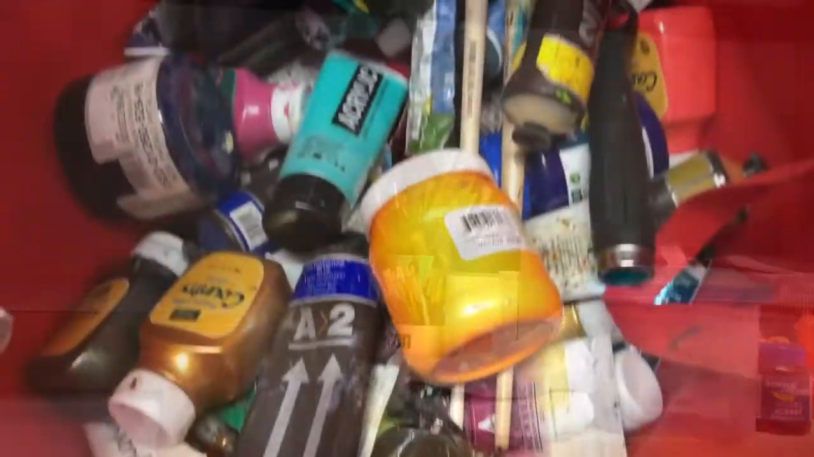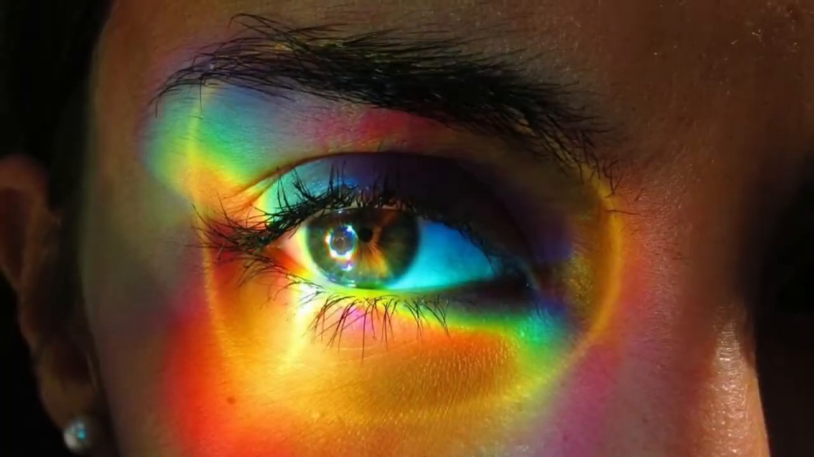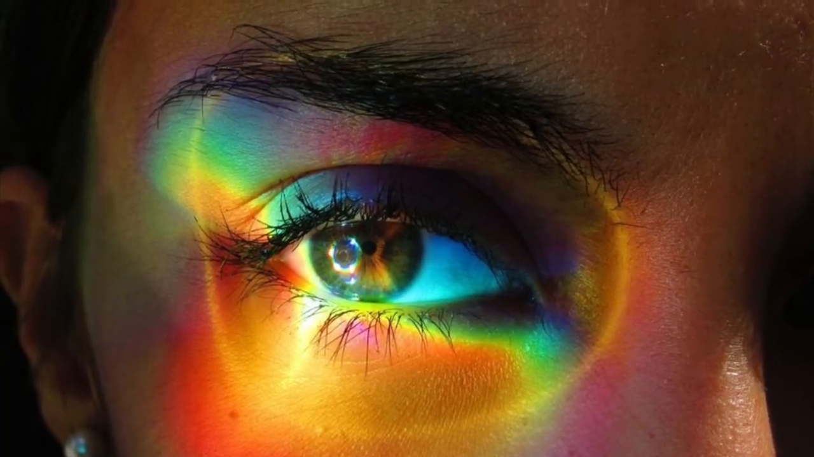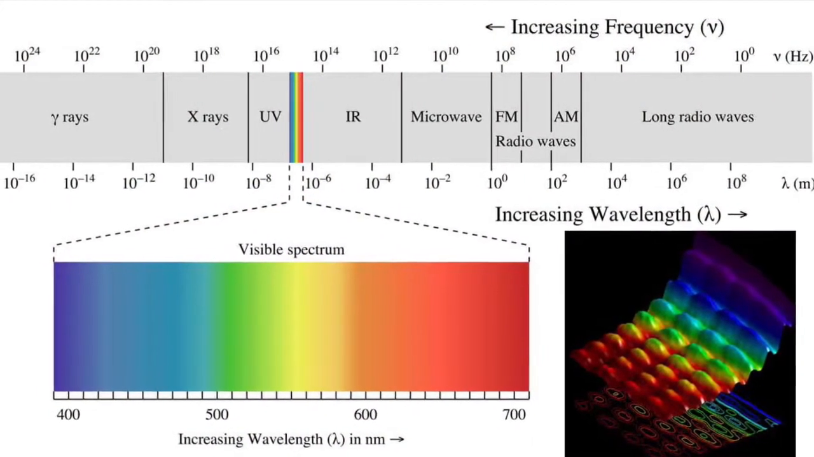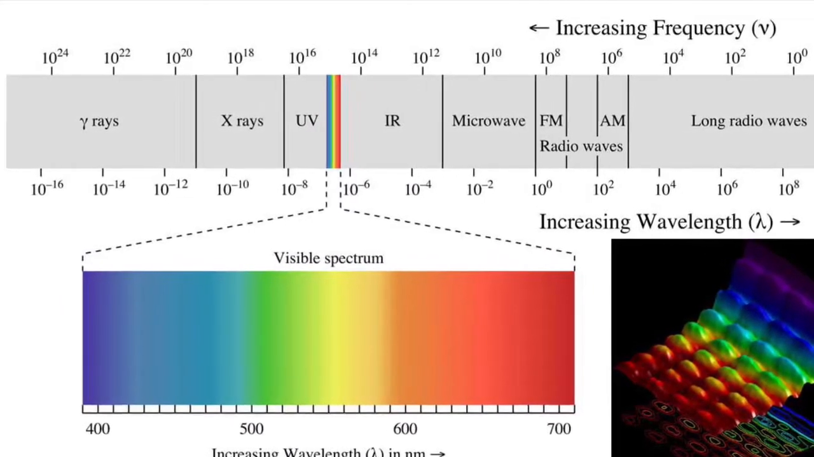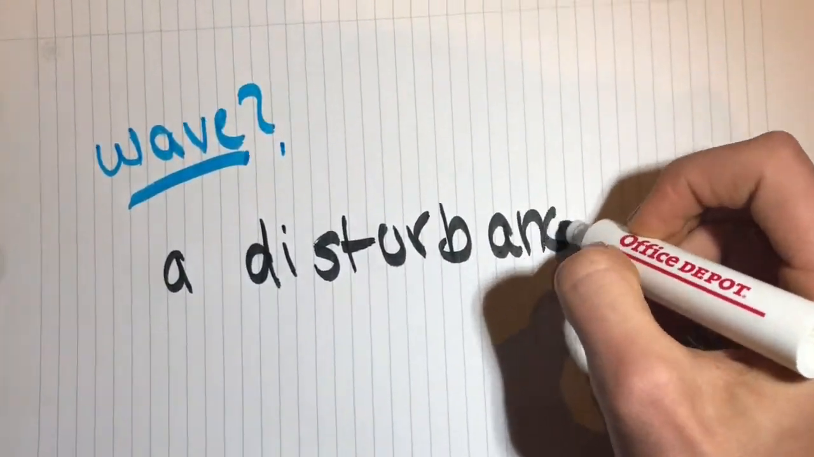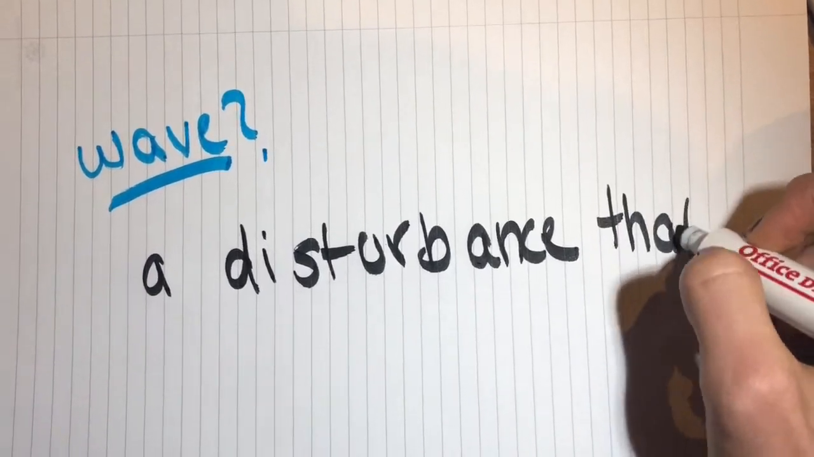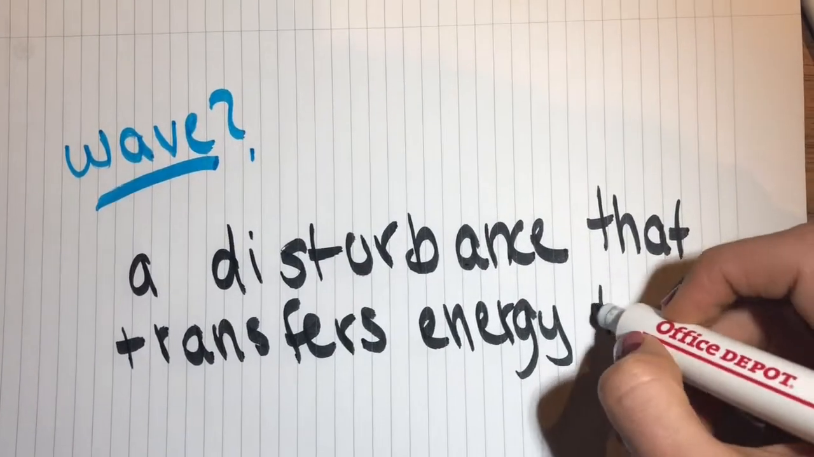We see the visible spectrum every day, but maybe we don't realize it because it's just light or visible light. But what is the visible spectrum? The visible spectrum is the portion of the electromagnetic spectrum that is visible to the human eye. And the electromagnetic spectrum is the range of frequencies or wavelengths over which electromagnetic radiation extends. But first of all, what is a wave? A wave is a disturbance that transfers energy through matter or space.